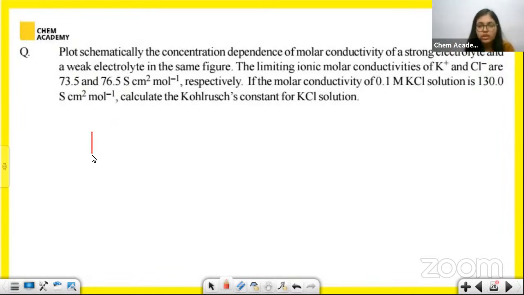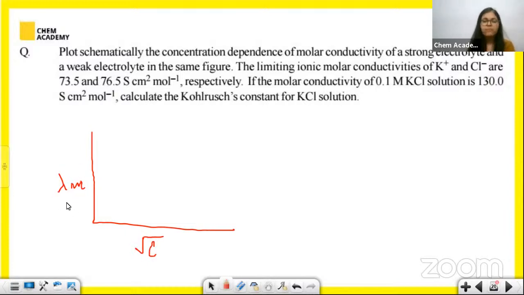So over here, if I have to plot a curve, what will it look like? It will be lambda m versus under root of C. C is the concentration. This is the molar conductance. So if I have to plot a curve, it is going to be like this. This is for a strong electrolyte.